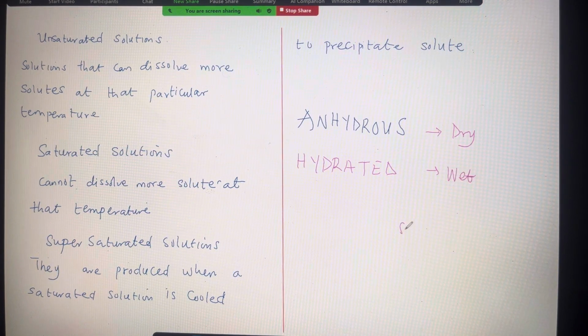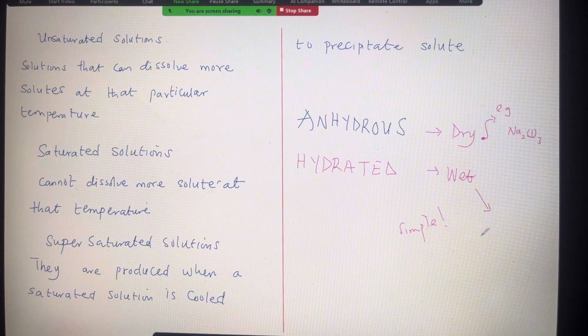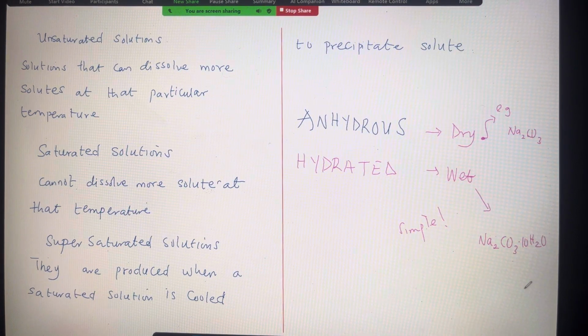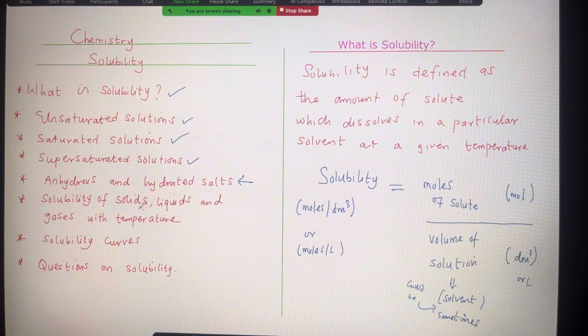Moving on to anhydrous and hydrated salts, really easy stuff. Anhydrous means dry, hydrated means wet. As simple as that. An example of a hydrated salt is Na2CO3.10H2O. And then if I remove the H2O there, that gives me the anhydrous one. The H2O is the water of crystallization. That is what gets this salt hydrated. Okay, Na2CO3 is sodium trioxocarbonate(IV). Very important basic solution there.